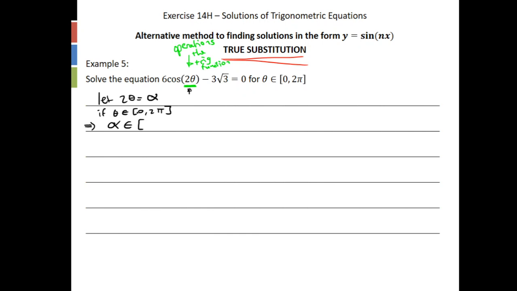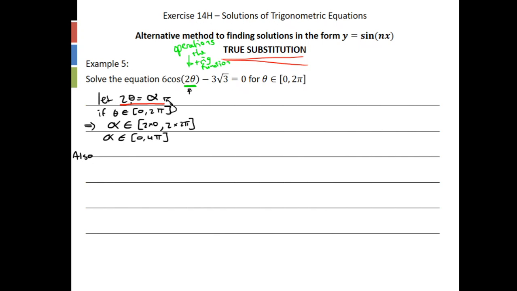So if theta is equal to 0, that means alpha in that case would be 2 times 0 using our substitution rule. And then the 2 pi would turn into 2 times 2 pi. Again, we're just substituting our endpoints into our substitution equation. So it follows that alpha needs to be an element between 0 and 4 pi.